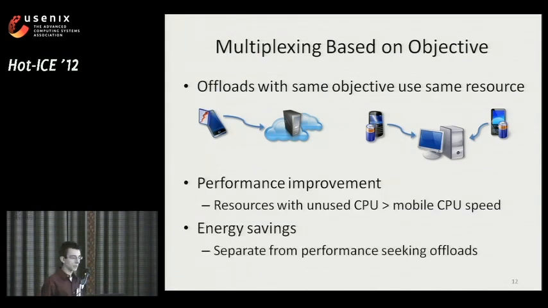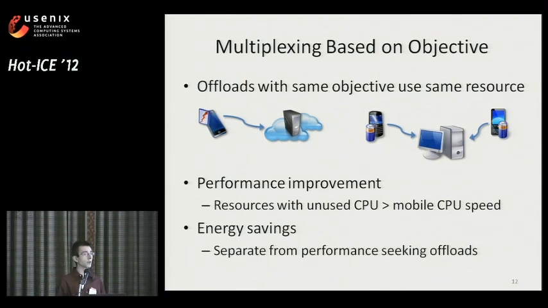So we look at two different objectives. One is an application that wants performance improvement. And the idea here is that we want to make sure that whatever part of the application we're offloading, it should run faster on our compute resource than it would have if we had run it on our mobile device. And so here we pick resources that have an unused CPU capacity that's greater than the CPU capacity of the mobile device.